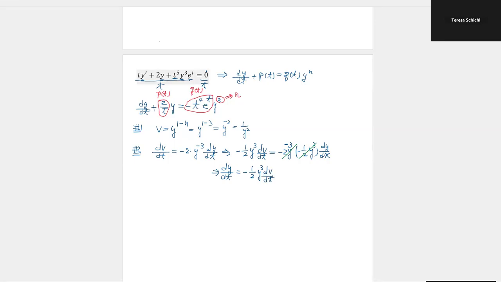So remember, if it is a Bernoulli, we always follow the same process. Step number 2 is to change dy/dt into a function of dv/dt. Then step number 3, let's substitute back into my original equation. My original equation is dy/dt plus 2ty equals negative t^4 e^t y cubed.